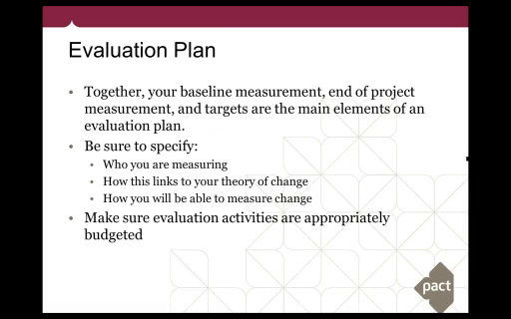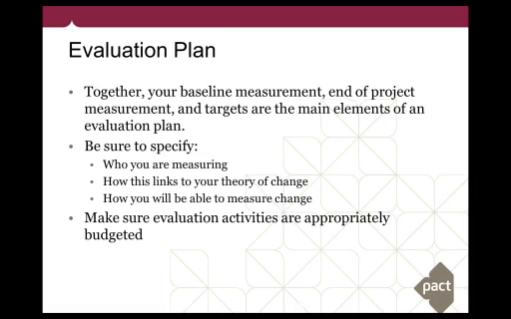Your evaluation plan is really just an amalgamation of all of the things that we've been talking about right now. It's how you're going to take your baseline measurement, how you're going to take your end of project measurement, and the targets for those. Be sure that you specify who it is that you're measuring. Is it just beneficiaries? Is it the population generally? Is it a certain subset of the population?